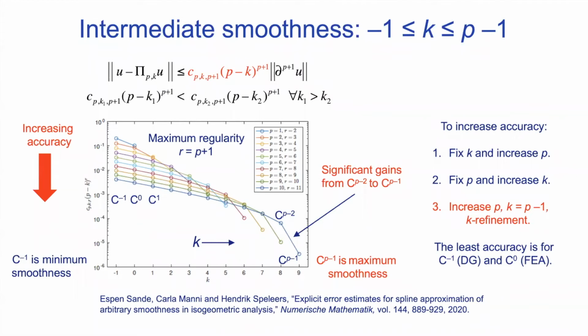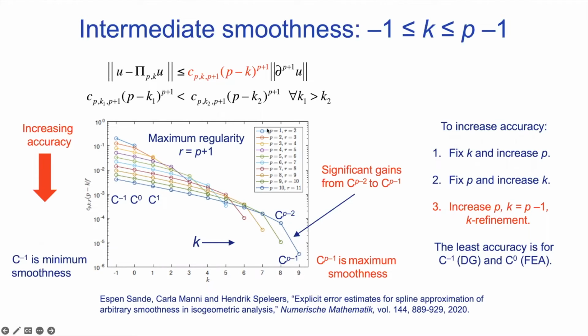Now, this is a picture. This was done by Espandsande and colleagues at University of Rome. And it's essentially functional analysis estimates that are explicit. These are 1D, but for splines, most of the constructs are based on tensor products, so you can assume that these apply in other situations as well. It's a complicated picture, but let me just summarize it.